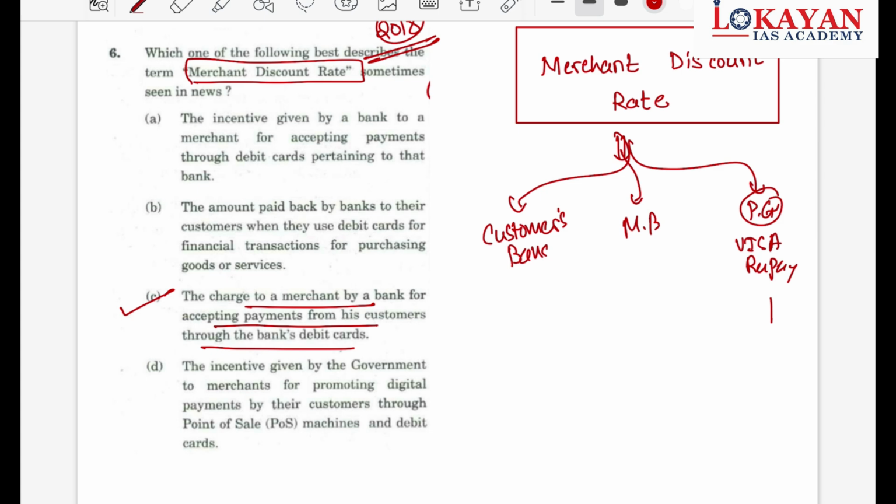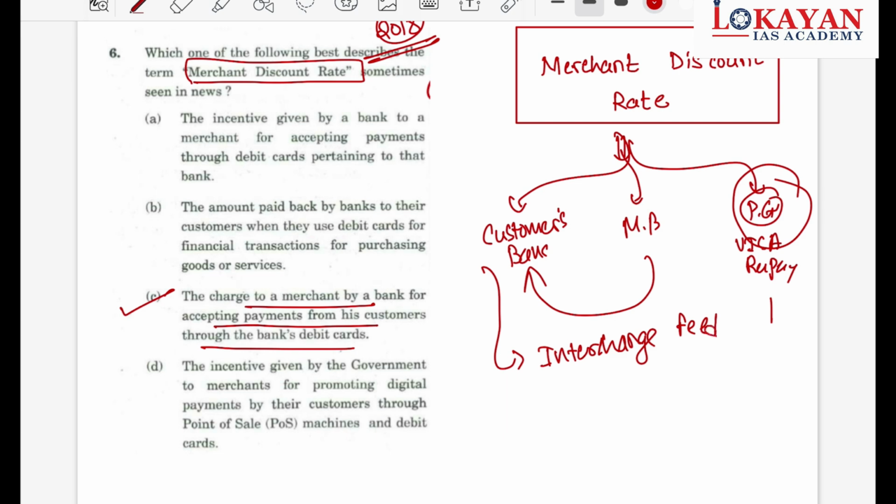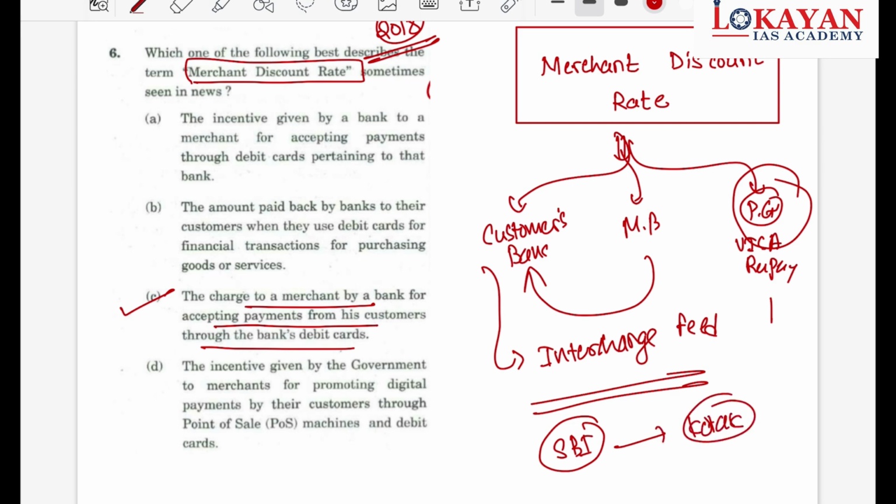Now, how this MDR should be divided is decided by the payment gateway, and the amount received by the customer's bank is known as the interchange fee. Don't confuse it with the interchange fee of ATM. In ATM also we have an interchange fee. Suppose you have an SBI ATM card and you are withdrawing money from, say, Kotak Bank's ATM, then SBI will pay an interchange fee to Kotak Bank. So interchange fee has two meanings. Focus on the situation and accordingly decide its meaning. So this is regarding MDR.